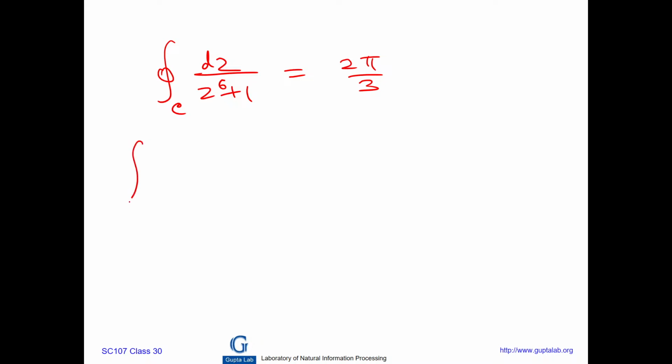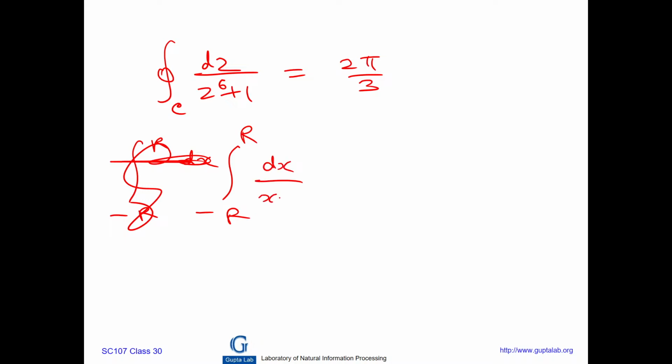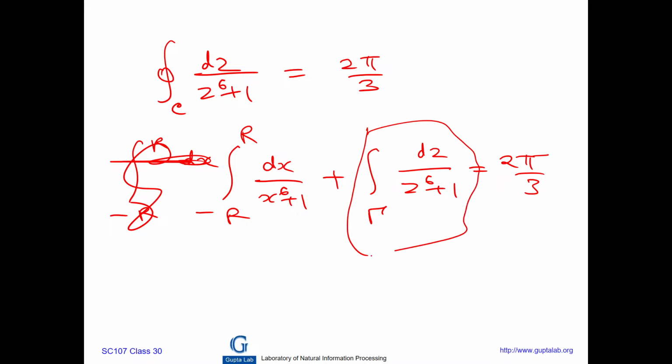So if I break it, minus r to r dx by x raised to power 6 plus 1 plus integration along gamma dz over z raised to power 6 plus 1 is equal to 2 pi by 3, right? So you need to show that this quantity here goes towards 0 as capital R approaches towards infinity.